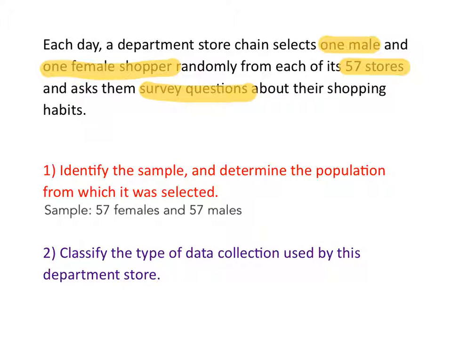Now the population from which it was selected was that those 57 females and 57 males were chosen from all the shoppers in the department stores. So that is our population.